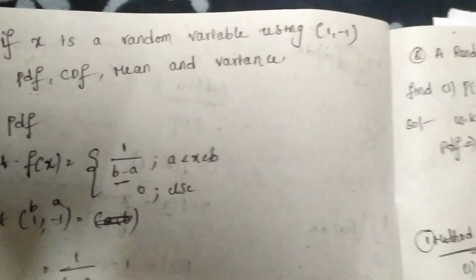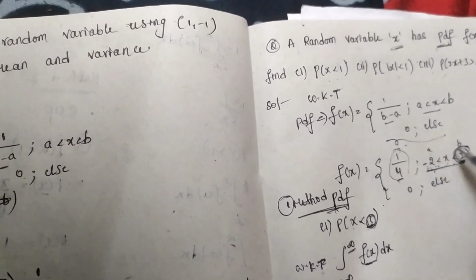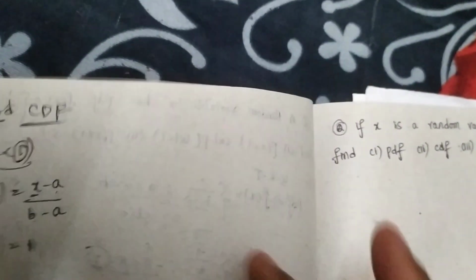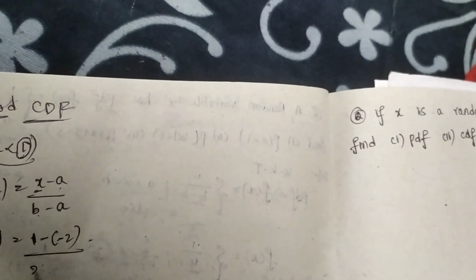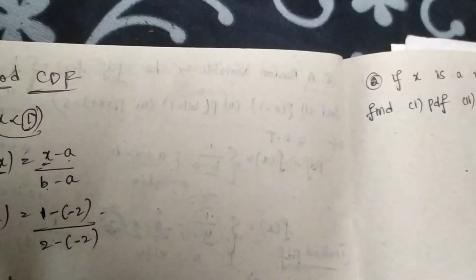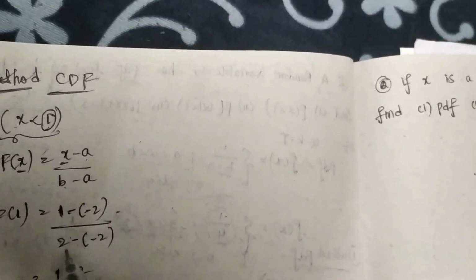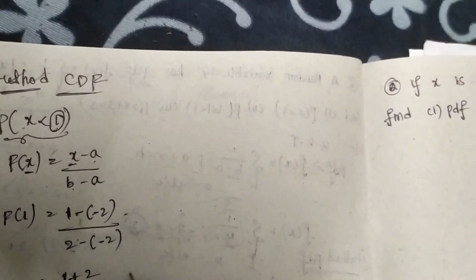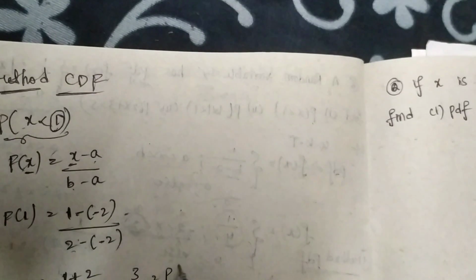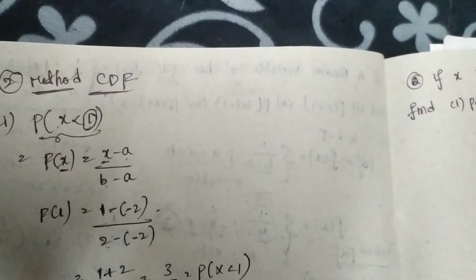These a, b values are taken from this condition. We know the condition, minus 2 less than x less than 2, so the a, b values are taken from this. In place of a we take minus 2, in place of b we take plus 2: 1 minus of minus 2, that is 1 plus 2 by 2 minus of minus 2, that is 2 plus 2. We get 3 by 4 for P of x less than 1 by using the second method, that is the cumulative density function.